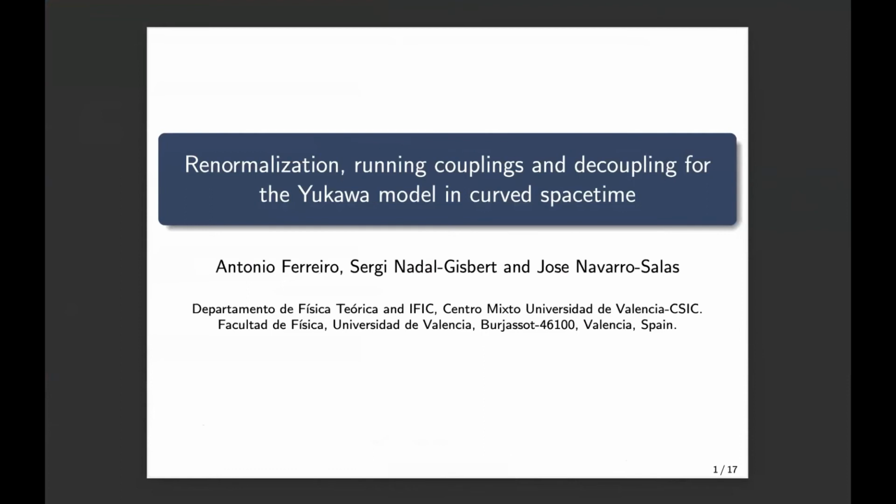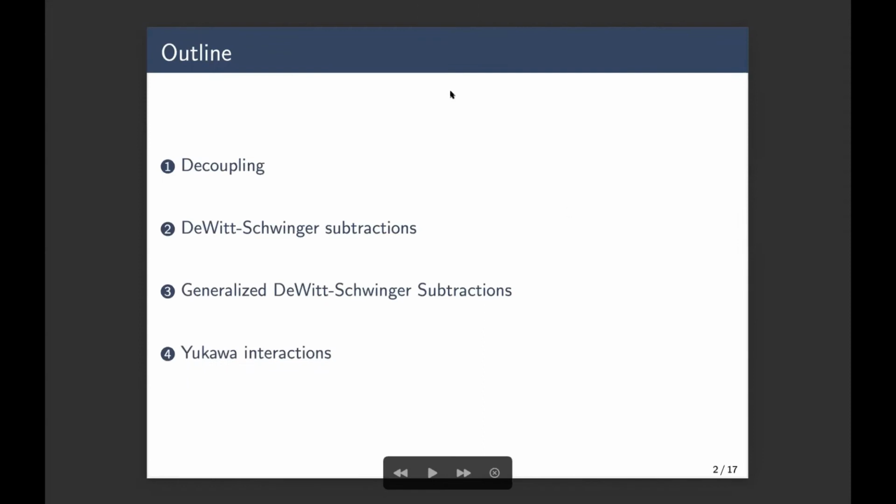So now I will be presenting the work that I am currently doing together with Antonio Ferreiro and Jose Navarro Salas, where we compute the beta functions of the Yukawa model in curved space-time using the DeWitt-Schwinger generalized method already presented by Antonio Ferreiro before. So the outline of the talk will be the following one. I will briefly review what Antonio already said by introducing what decoupling is, the DeWitt-Schwinger subtractions, and how these subtractions can be generalized. And then we will show the results that we have obtained for the Yukawa interactions.